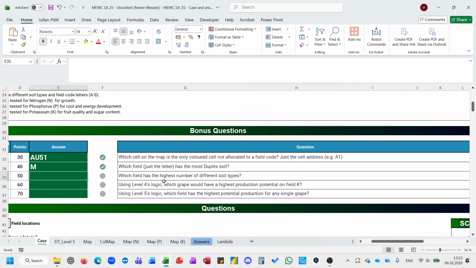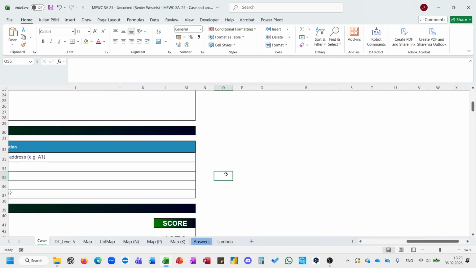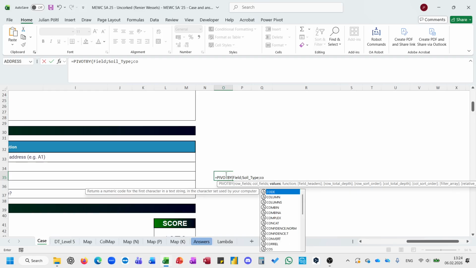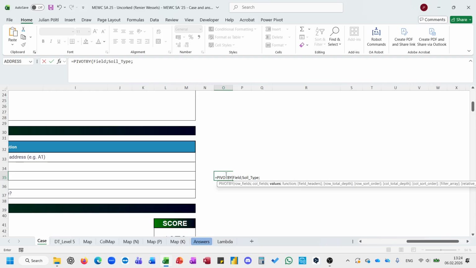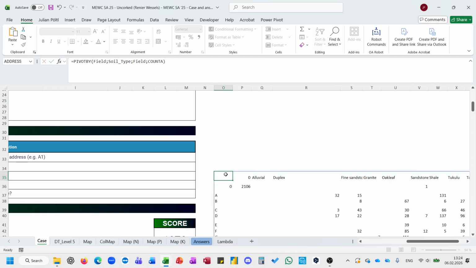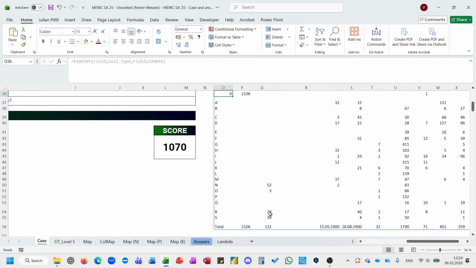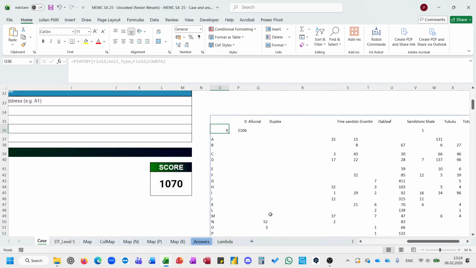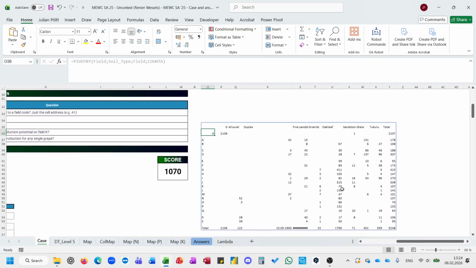Which field has the highest number of different soil types? Pivot by fields and to row soil type. Do I even have to put this in row? Let's find out. Soil type, count, values are field, function is count A. No, you do not have to put this into it. What is the answer? Which field has the highest number of different soil types?